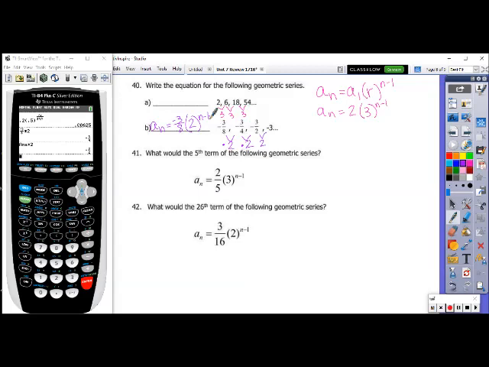Then we have what would the fifth term be of the geometric sequence. So this really means that n equals 5. So a sub 5, that's just a notation, is 2/5, parentheses 3 to the 5 minus 1. And I would just put that in my calculator. Alpha y equals 2 over 5, parentheses 3, and then raised to the caret 5 minus 1, I can just put in a 4. And I end up with 162 over 5.